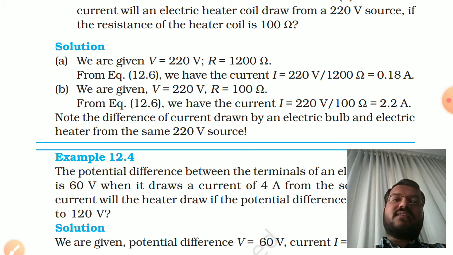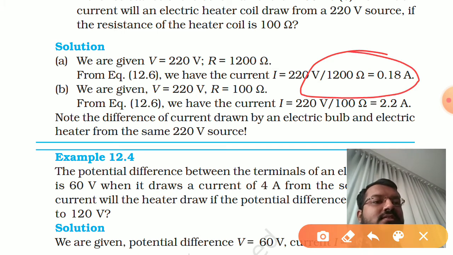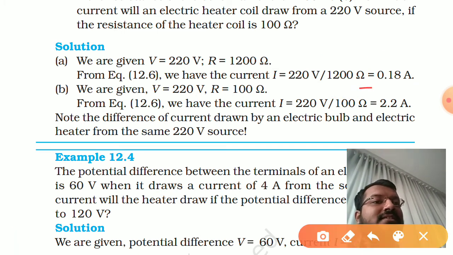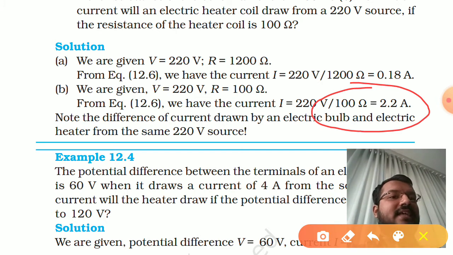Okay, so resistance is inversely proportional to our current I. When resistance increases, current decreases, as you can see in the first case. And when resistance decreases, our current increases, as you can see in this second case.